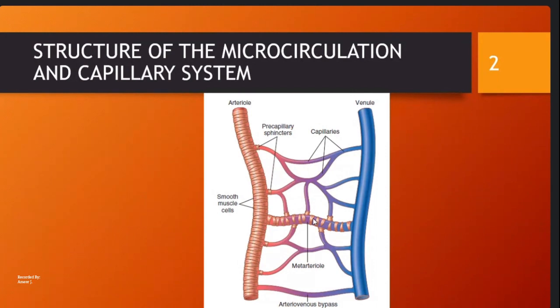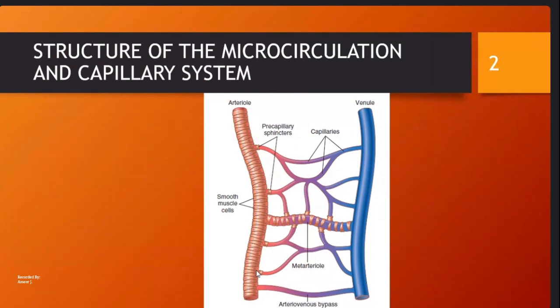These connections are named arteriovenous bypass arterioles. As you see, arteriovenous bypasses are quite similar to the capillaries. They have a single-layered wall thickness, but they have no branching, and they send the blood directly from the arterial end to the venous end.